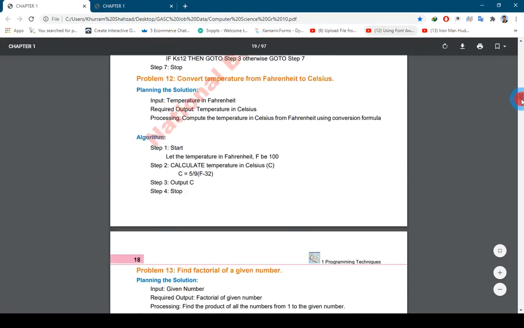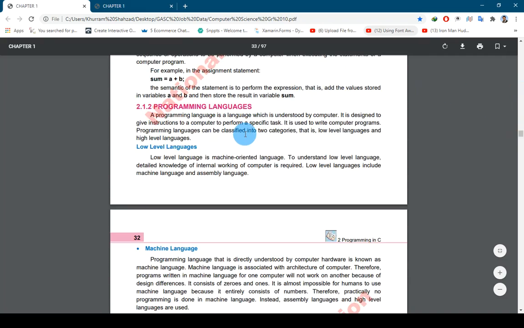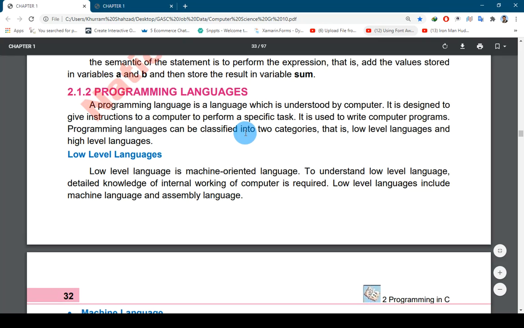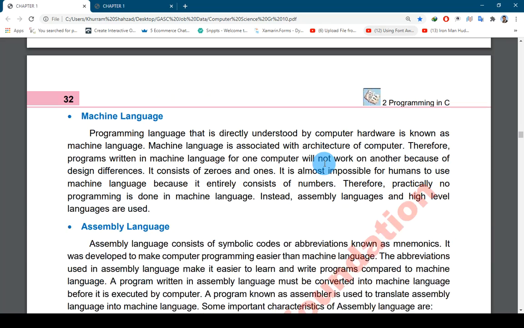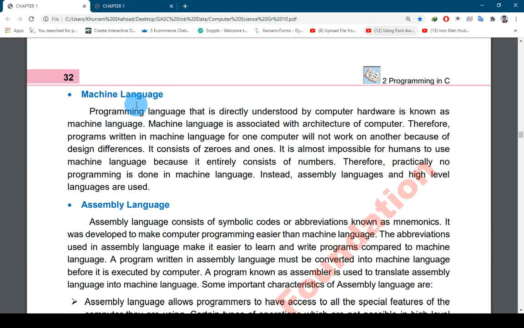So last time we discussed programming languages. Any language which is used for writing computer programs is called a programming language. There are two types of programming languages. Low level languages are easy to understand for the computer system and difficult for human beings. In the low level languages, we discussed machine language. Machine language is the programming language that is directly understandable by computer hardware.